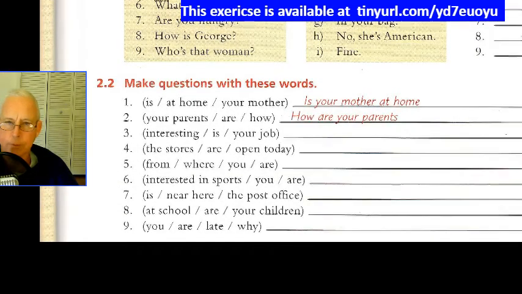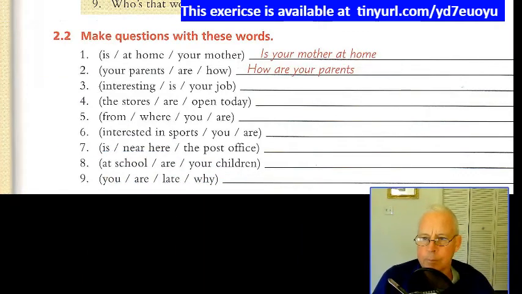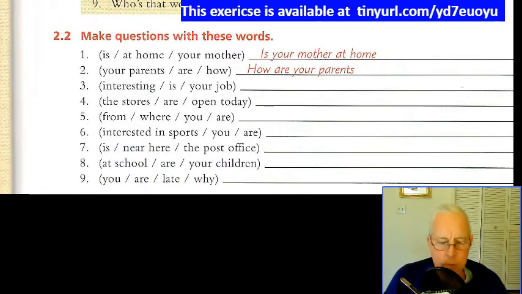So this looks similar to what we did yesterday. We need to make questions. Basically, that means put them in order. So number one is, is at home your mother? So the structure is gotta be, is your mother at home? And the question mark got cut off, so I'll just put that there.